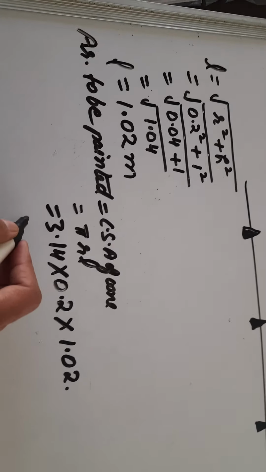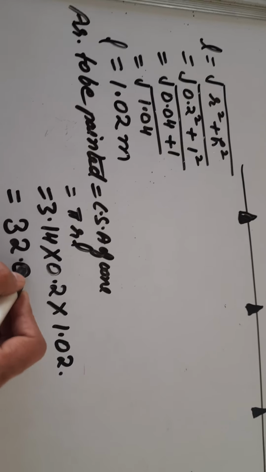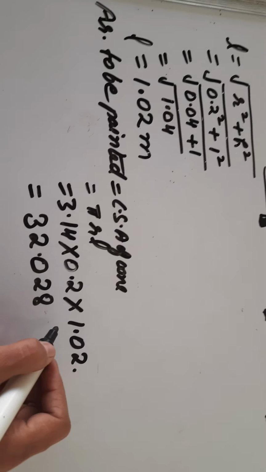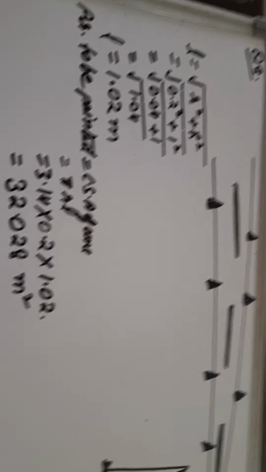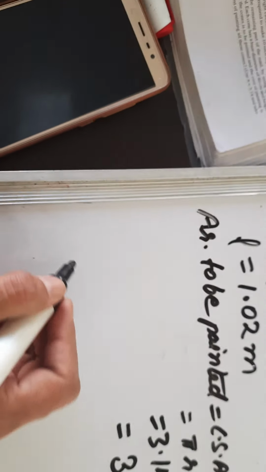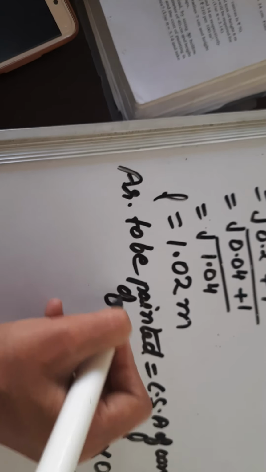Dear students, by solving this you will get the area to be painted as 32.028 meter square. This is the area to be painted of one cone, but we have 50 hollow cones in the question. Sorry, area to be painted of 50 hollow cones.